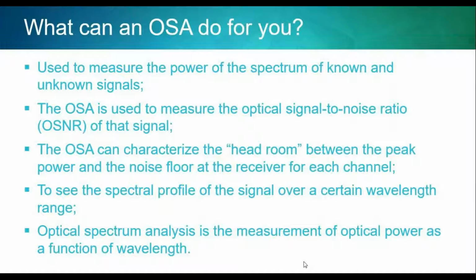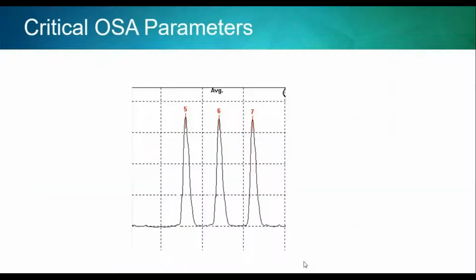So what are the key or the critical OSA parameters? So of course, you've got the channel power. So it's basically the laser transmits a specific output power, so you're seeing that peak power. It's the actual central wavelength. So central wavelength of each channel. It's probably one of the most important characteristics, especially in the context of DWDM systems.